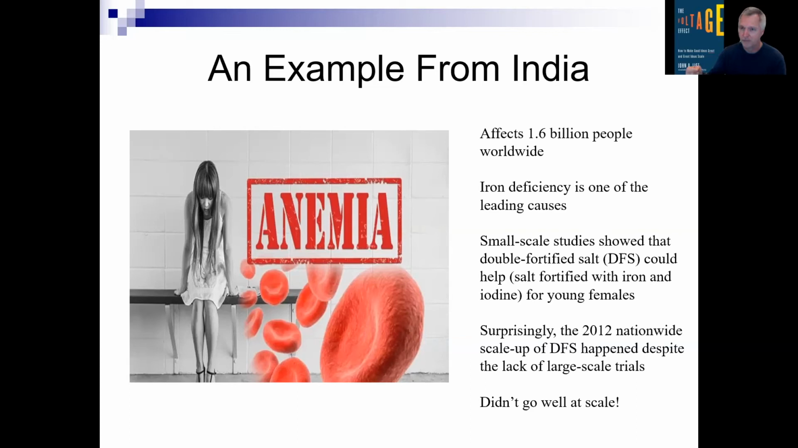Surprisingly, in 2012, they did a nationwide scale up of those studies that were based on young females and found it was a big zero effect. The reason why is because DFS is found to only work for young females. And when you scale it up, it ends up being the wrong population. If we would have known that right away, for whom does our intervention or product work, we can then scale to them. And then we have to find something different to scale to everyone else. It was a representativeness of the population problem.